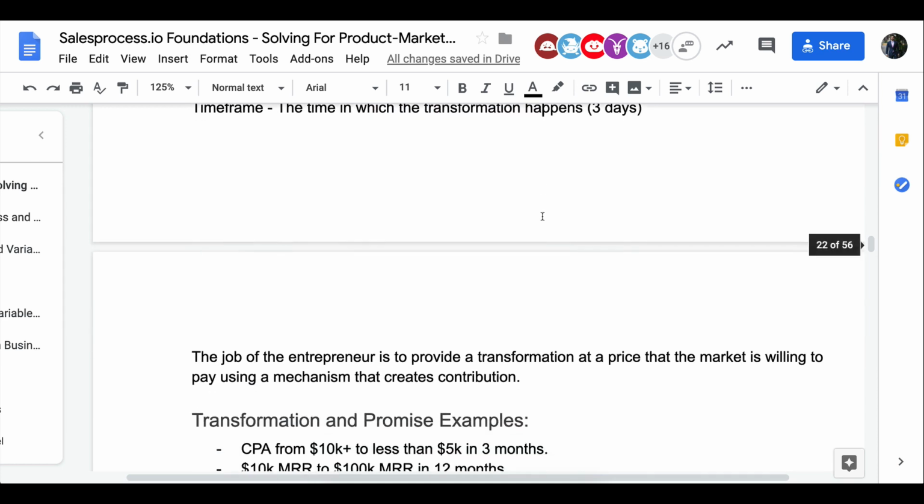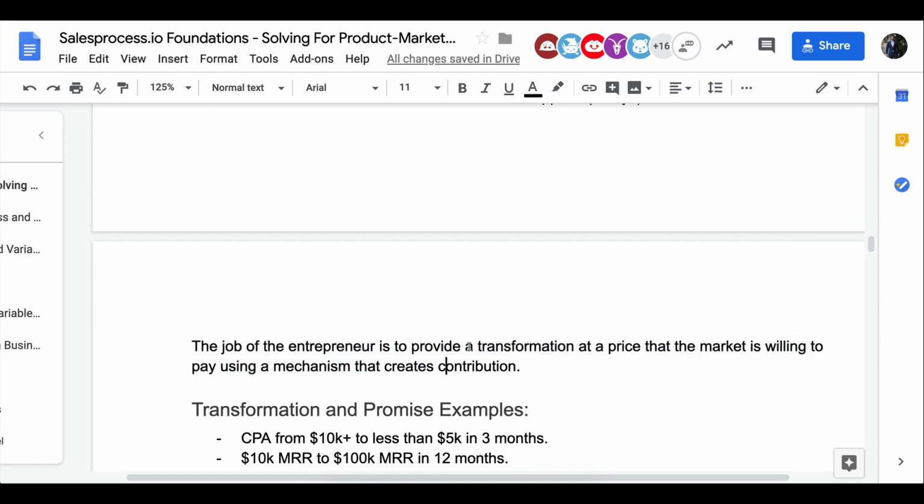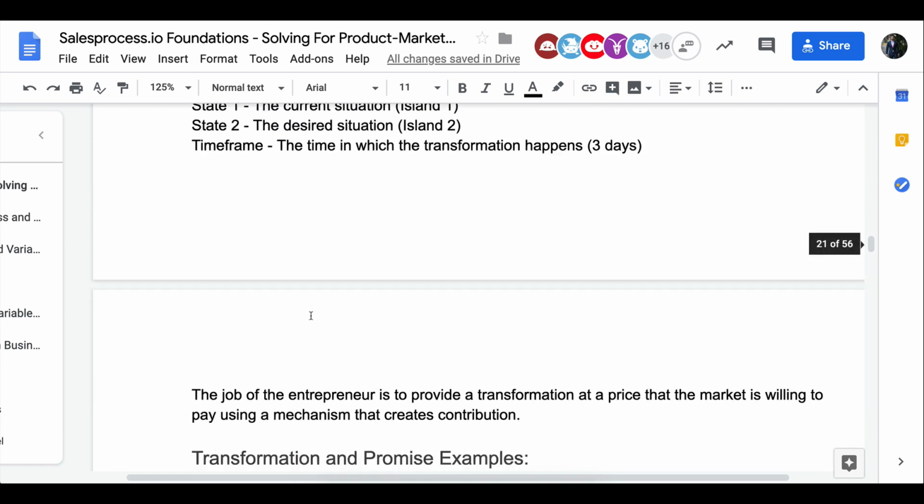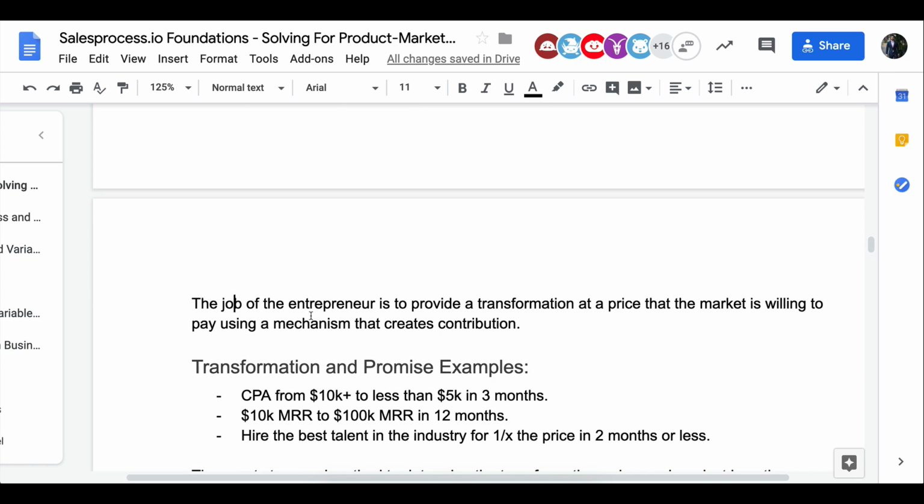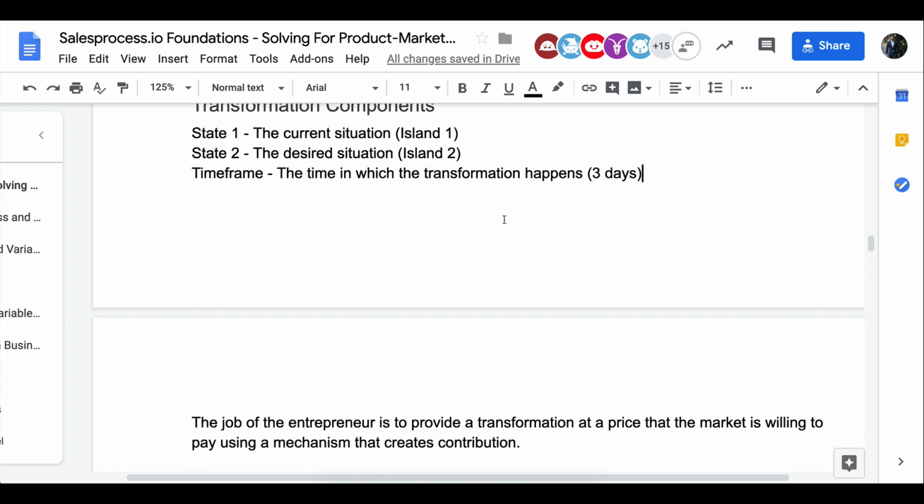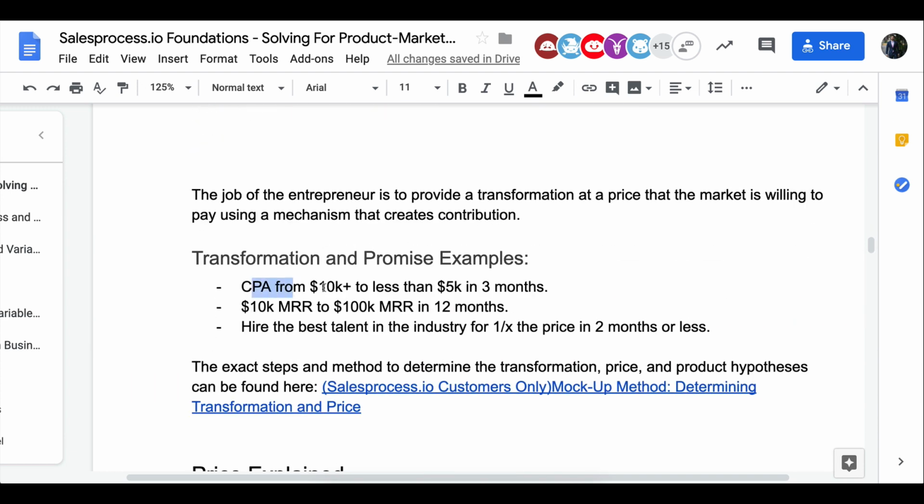The job of the entrepreneur is to provide a transformation at a price that the market is willing to pay, using the mechanism that creates contribution. Essentially, you can't build a product if you don't define the transformation or the outcome. And these are the components. When you use these components, it's really easy: state one, state two, time frame. Here's an example: CPA from 10K to less than 5K in 3 months. MRR, 10K MRR to 100K MRR in 12 months.